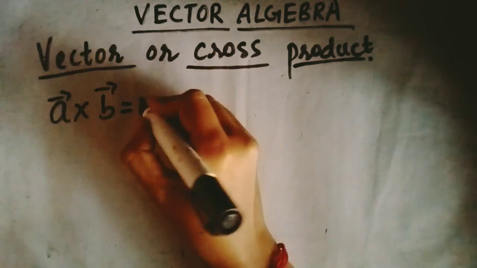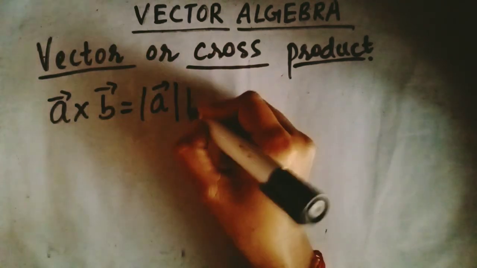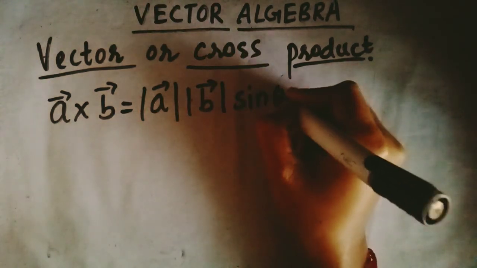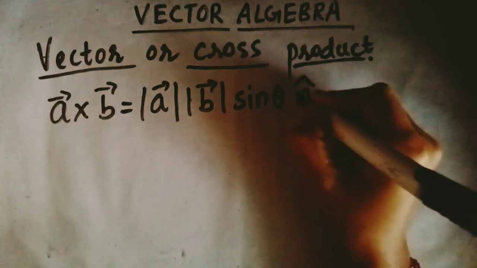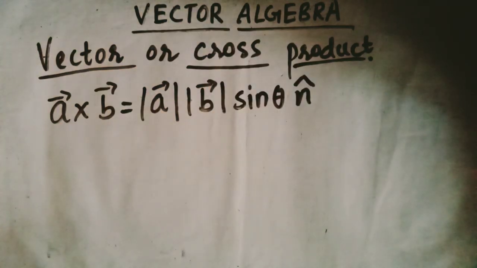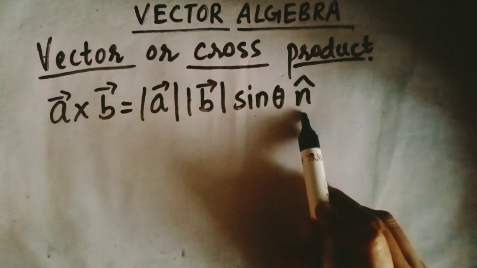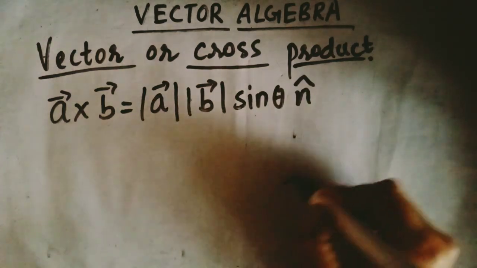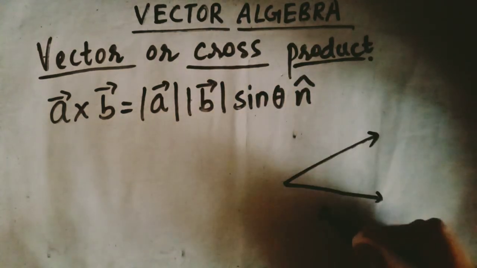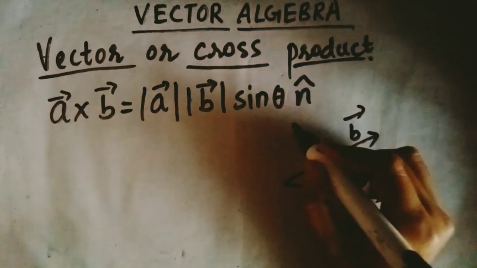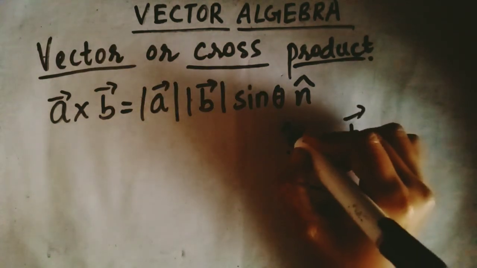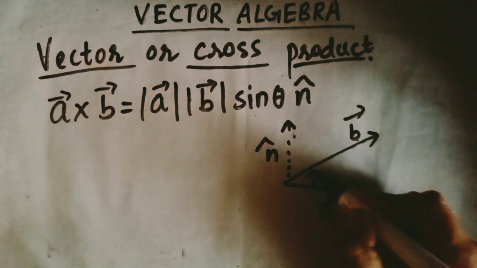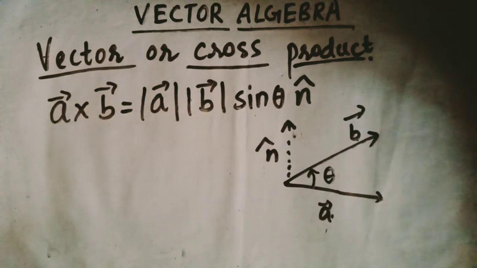and it is given by magnitude of A into magnitude of B sine theta, and there is one more vector, so that is n cap. Okay, this is a unit vector which is perpendicular to both A and B. So A and B, suppose, are in this direction, then this unit vector is perpendicular to both A and B. So this is A cross B.